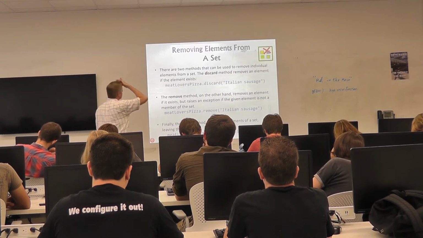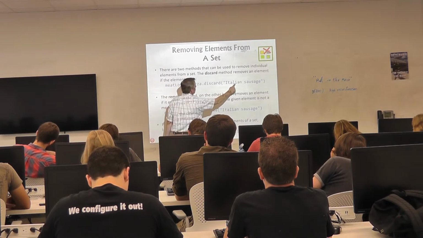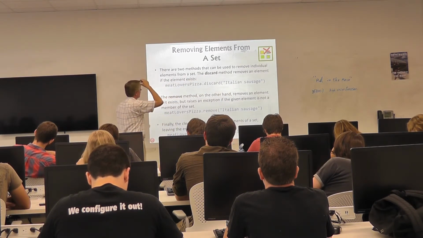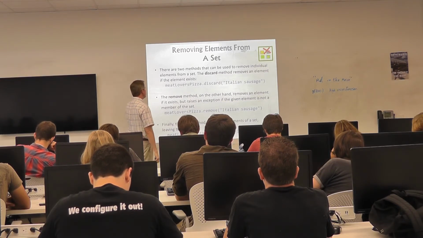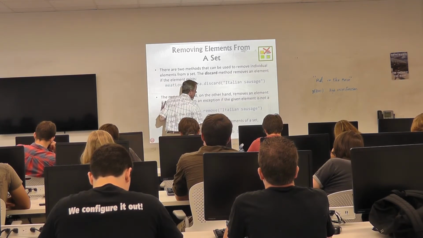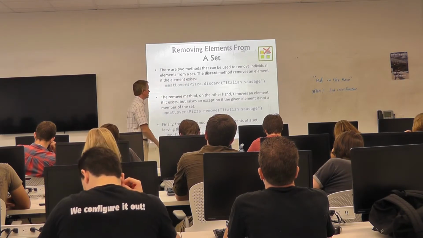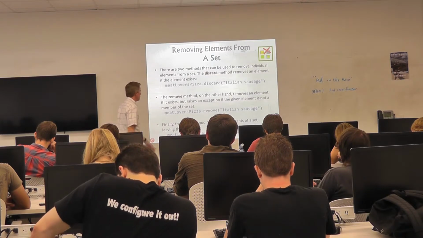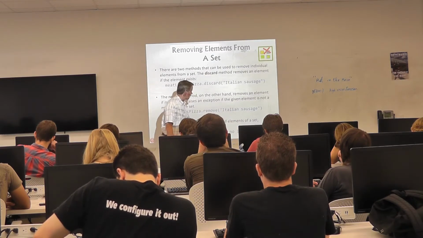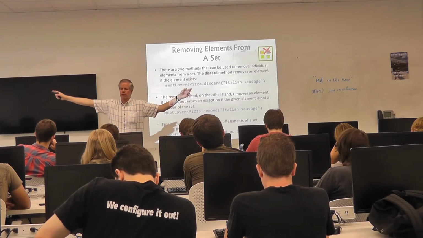Removing elements from a set, you can use discard when you know what is actually there. Okay? Removes an element if it exists. Remove is a different way of doing it, but it'll complain if it's actually not there. Discard attempts to remove it. If it doesn't find it, it doesn't really care. And oh, by the way, if you wanted to clean out the whole set, you can use clear. Just wipes everything out from your pizza set.